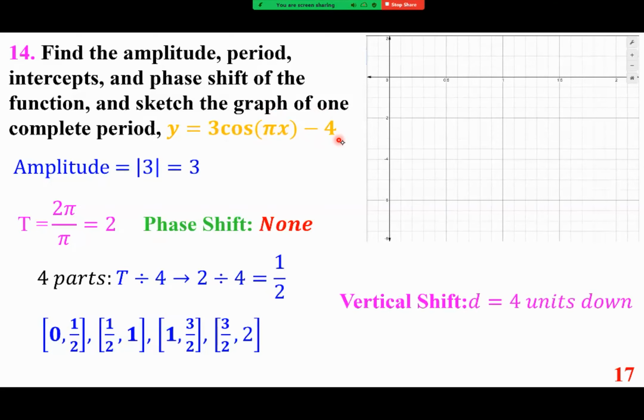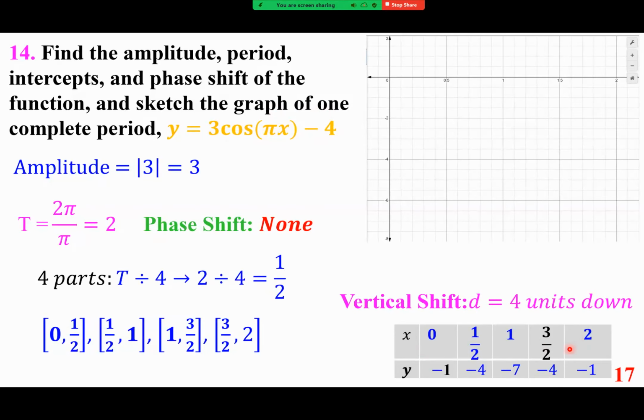And the vertical shift, of course, is 4 units, as I mentioned, and therefore you have those. Again, I showed you how to calculate the 0, 1/2. You can do 1. Cosine of pi, by the way, is -1 times 3 is -3, and -4 becomes -7. So all you have to do is plot; this is y equals -4. It's been shifted, so this one is shifted down by 4 units.